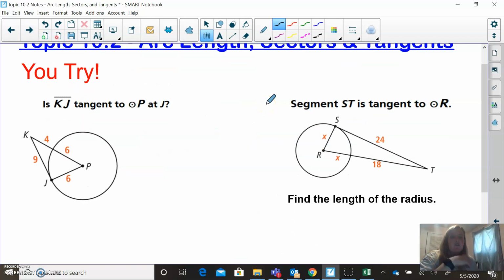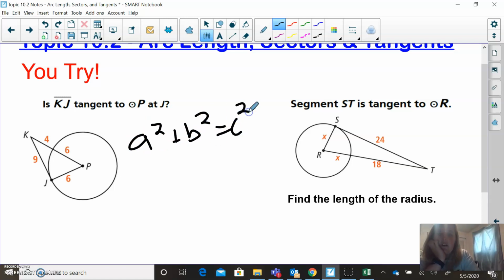Alright guys, here are your try it problems. You might have to go back and look at a few of the examples, but these are your try it problems. You're going to use the Pythagorean theorem on both of these. Now remember, KJ is only tangent if a squared plus b squared equals c squared. If they're not equal to each other, then it won't be tangent at point J.